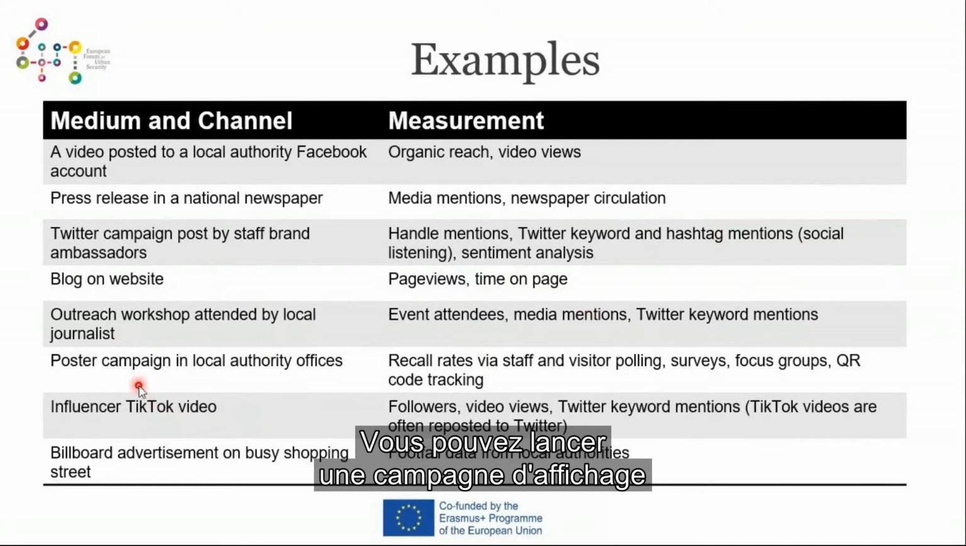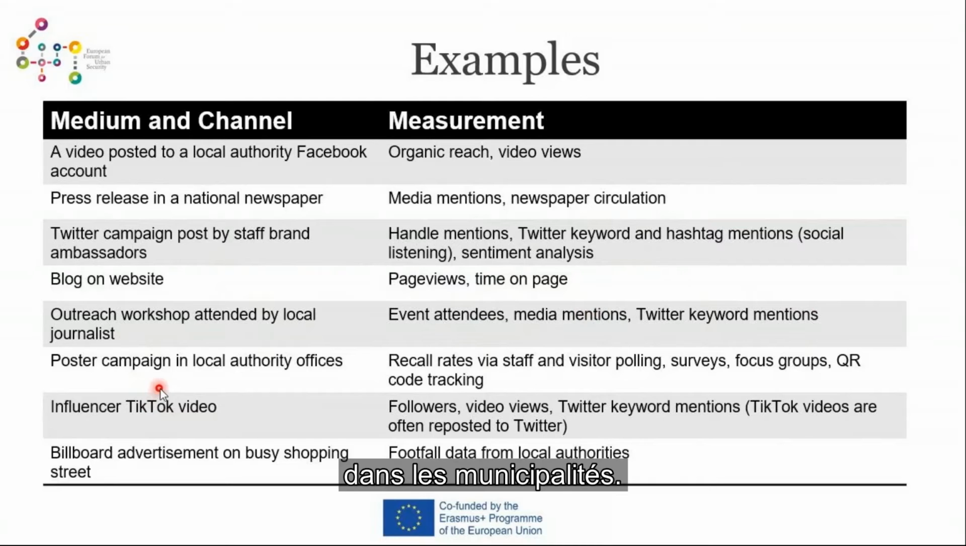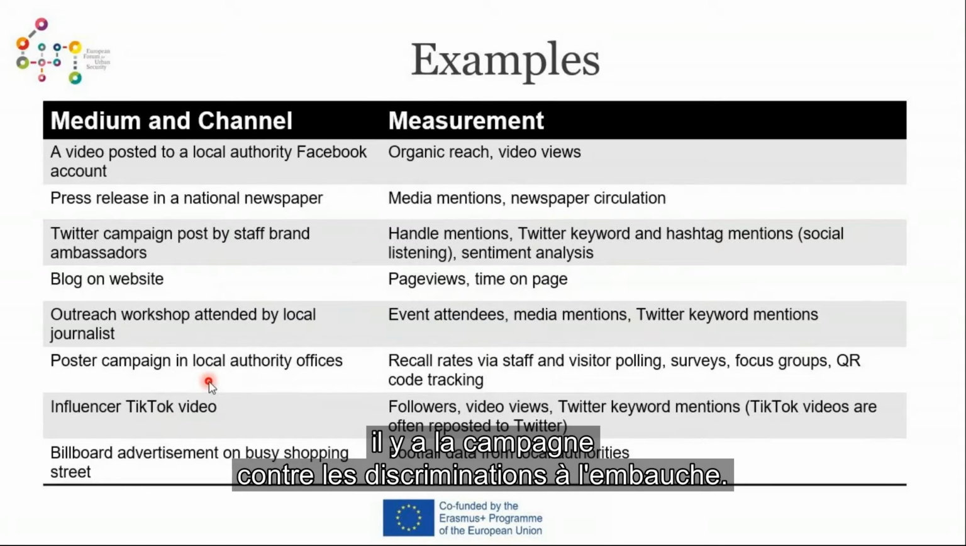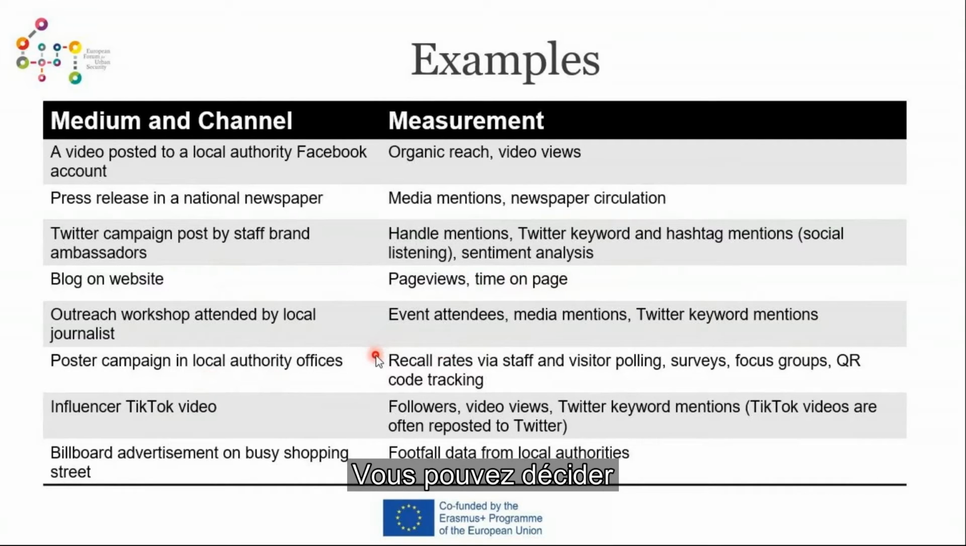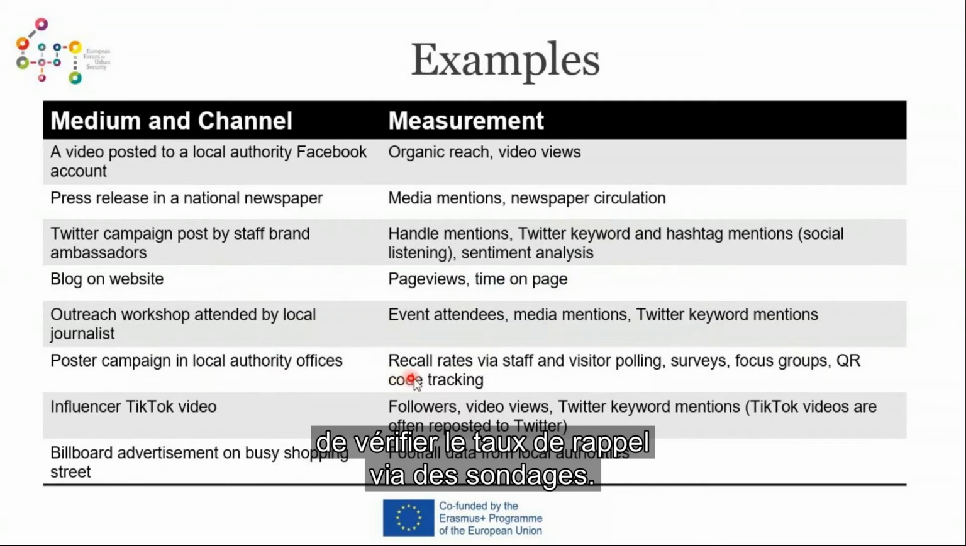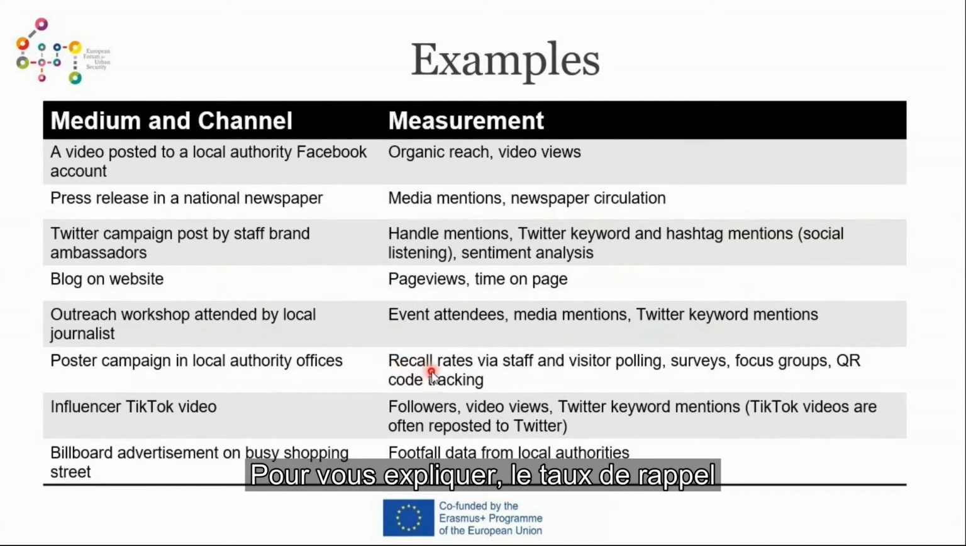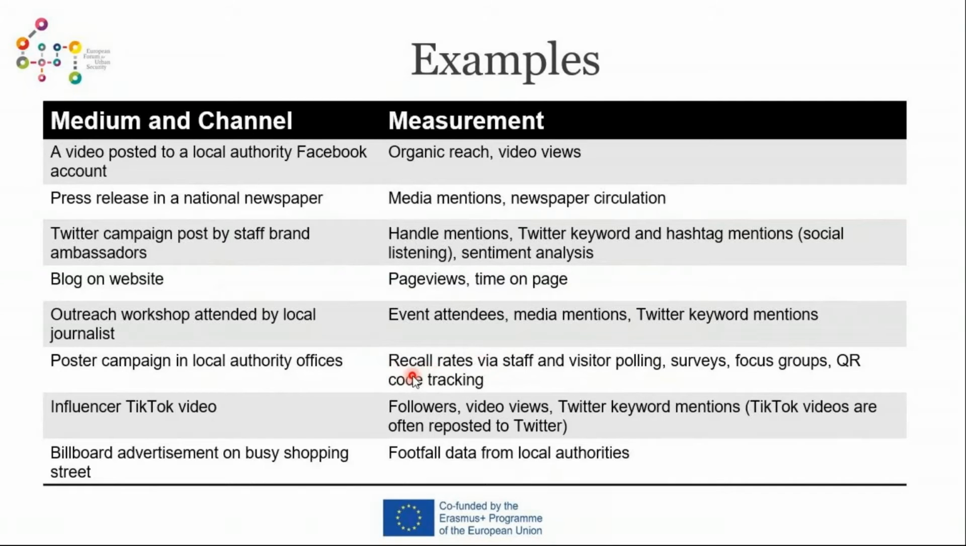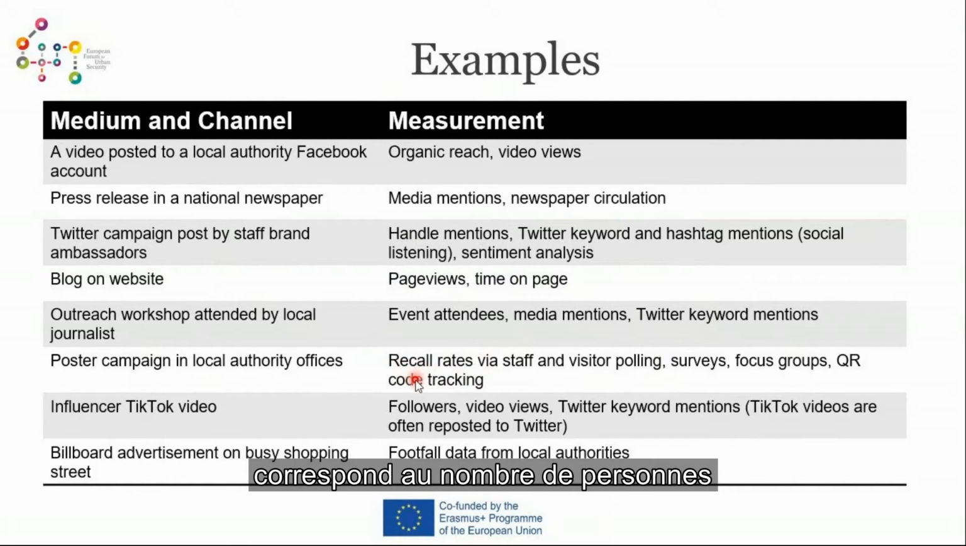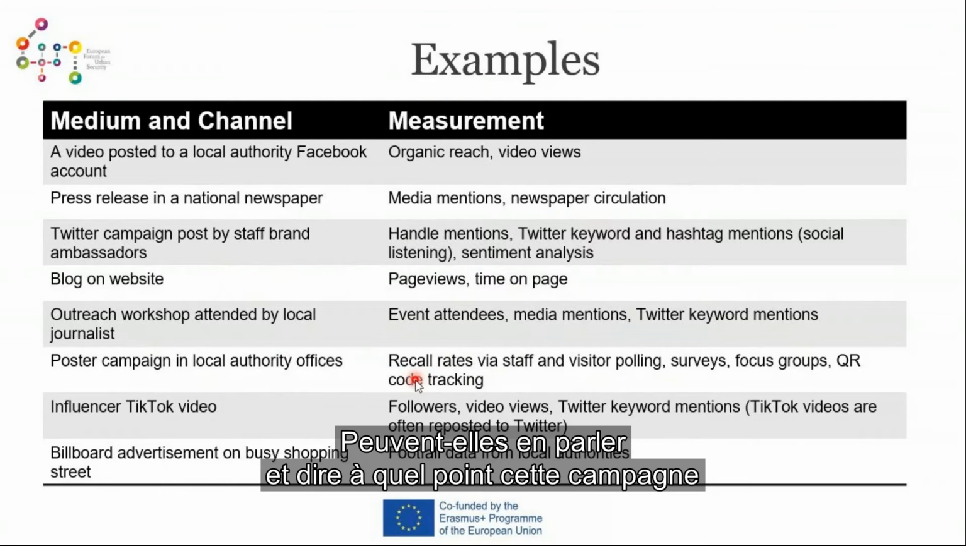You might have a poster campaign, and that poster might sit in local authority offices. So for instance, an example might be the discrimination in hiring campaign that you have. And in this case, you may choose to look at recall rates via staff and visitor polling. So I'm going to mention what this is. Recall rates generally in advertising are the number of people who can recall a campaign. So how many people remember a campaign that you've done? Can they say that they remember this campaign?